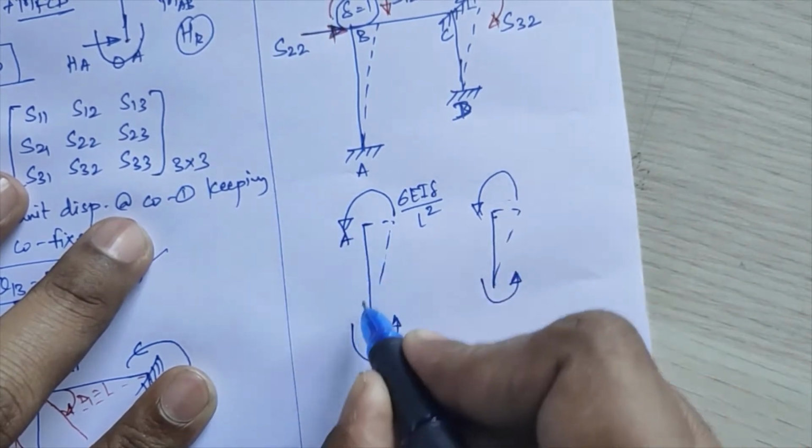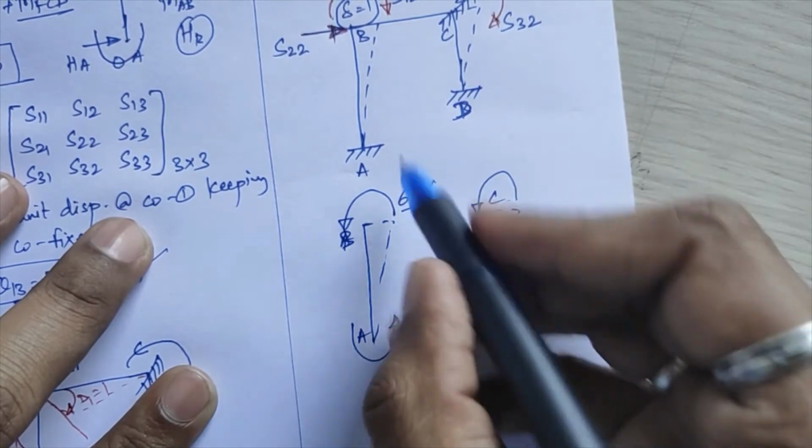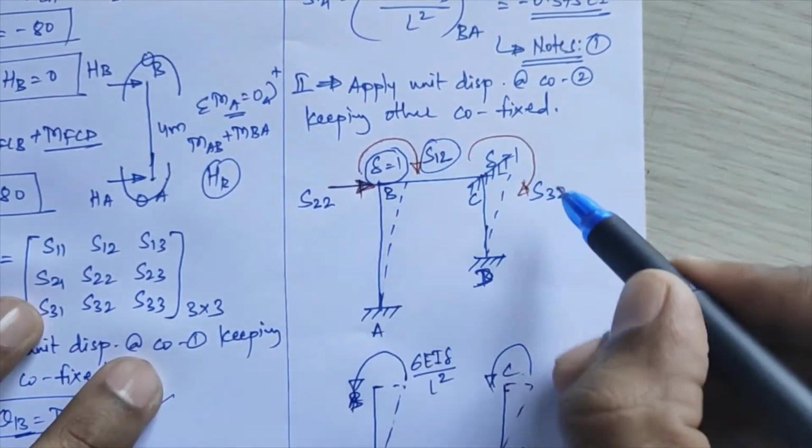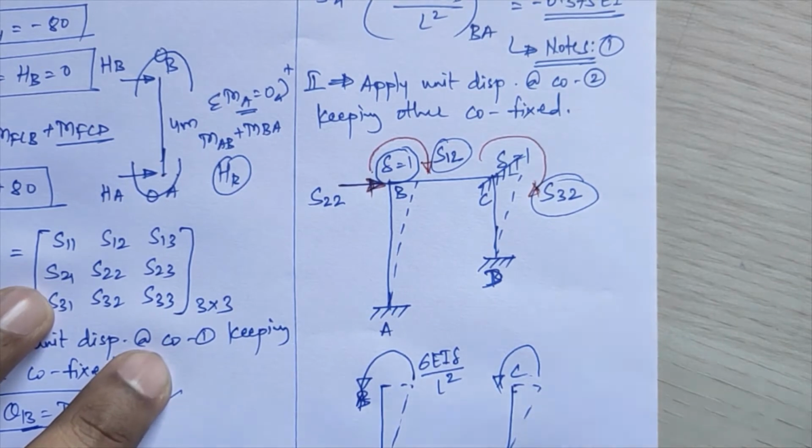For AB also, and for CD also. So that will show the values of S of 1,2 and S of 3,2 over here. Okay, so I have given you again the notes over there.